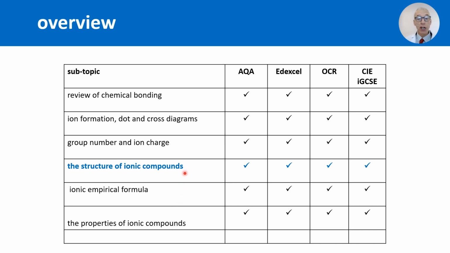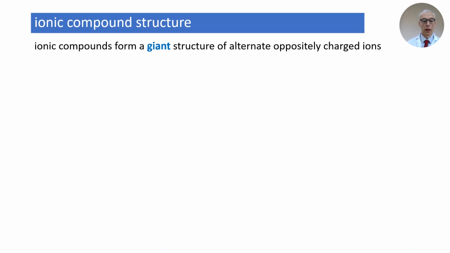Moving on to the structure of ionic compounds. So by structure, we mean arrangement. And ionic compounds form a key word, a giant structure, where the oppositely charged ions alternate.